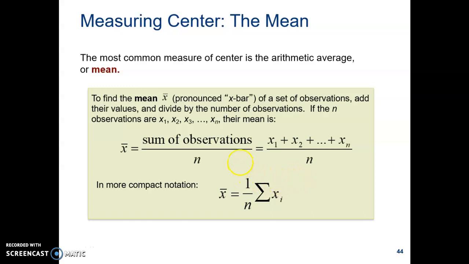X bar is equal to 1 over n. That's the same as dividing by n. Multiplying by half is the same as dividing by 2. So if I'm looking here, it might be dividing by 2; here I'm multiplying by half. This is capital sigma, which is shorthand for saying the stuff up here at the top, all these added together.